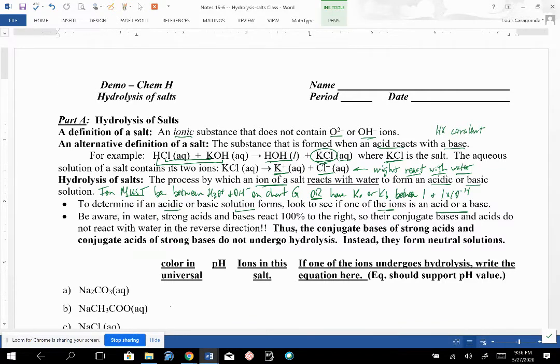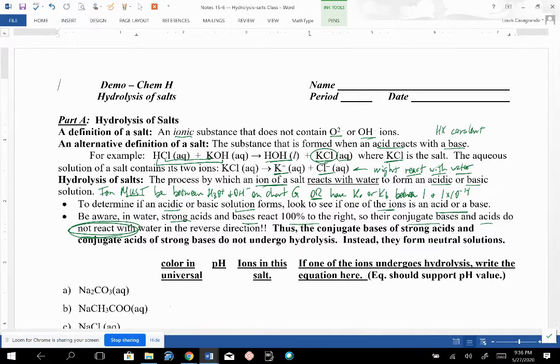So strong acids and strong bases react 100% to the right. We've seen these before. So their conjugate bases and acids don't react. In other words, as I showed you on a previous answer sheet, I think I did this in class, that chloride does not react with hydronium ion, doesn't react with water to form HCl, because that HCl will then just come apart. So their conjugate bases and acids do not react. So you've got to know your strong acids and your strong bases.